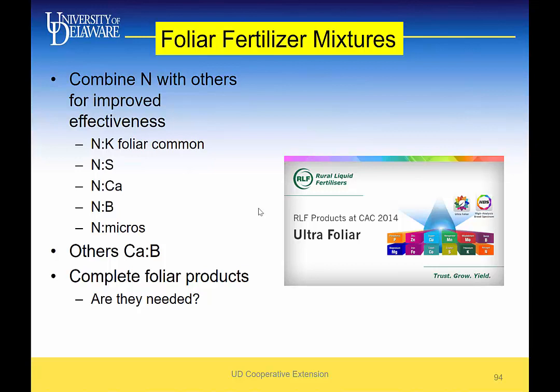Now, how many folks from fertilizer companies are here? All right. You usually have a bunch of mixes that you have for foliar, correct? Now, so the question is, do you need to mix? And it all depends. Probably the most common is nitrogen potassium. Why would that be a good combination, particularly for fruiting vegetables? Both get in the plant quickly.